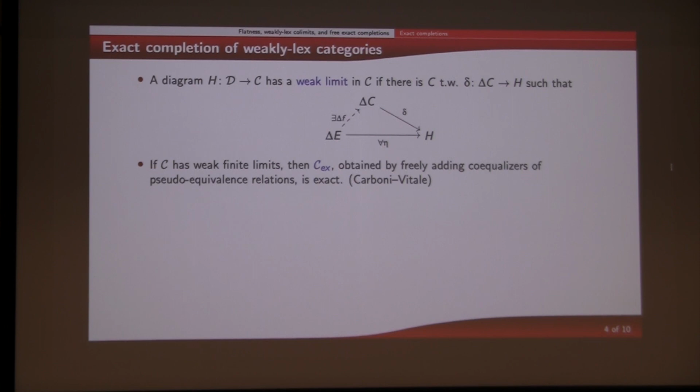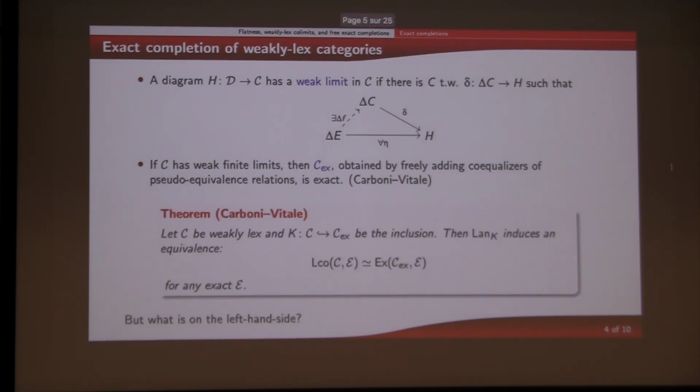Okay, but then Carboni and Vitale show that if you start with a category which has only weak finite limits and you freely add coequalizers of pseudo-equivalence relations, as we did before, this is still an exact category, even if C is not lex. And moreover, it satisfies a universal property, which is the one I'm pointing out here.